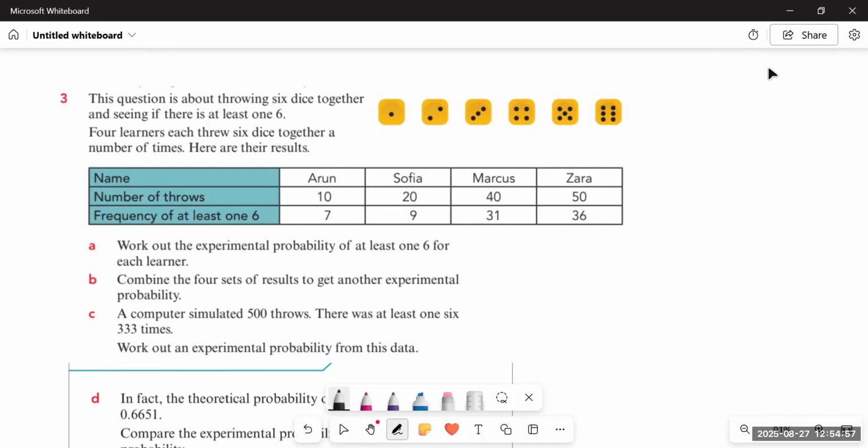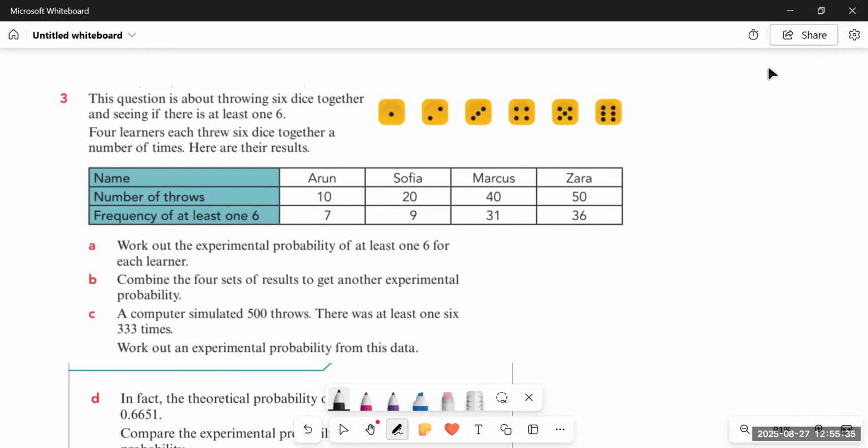4 learners each threw 6 dice together a number of times. Here are their results. Arun threw the 6 dice together 10 times, and the frequency of at least one 6 was 7. That is, 7 times there was at least one 6. And out of the 10 times, 3 times he did not get a 6 on any of the 6 dice. He would have got 1, 2, 3, 4, 5 and 1, but no 6.